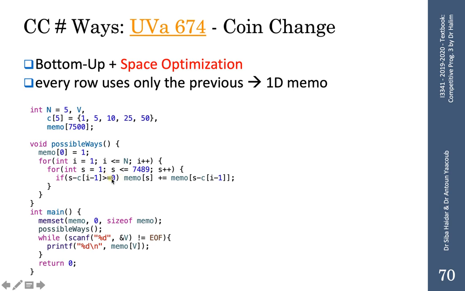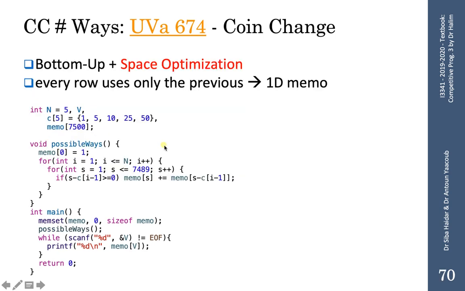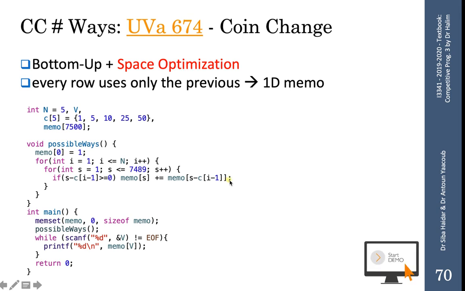And the updated formula: I put only once before the double loop memo of 0 equal 1, the base case, and then I double loop, and each time I update memo of s. I don't need anymore this line, memo of I s equal memo of I minus 1 s. It is already equal to itself, and then I update it only if the condition applies, to the memo of s minus c of I minus 1. Okay, let's see a demo.